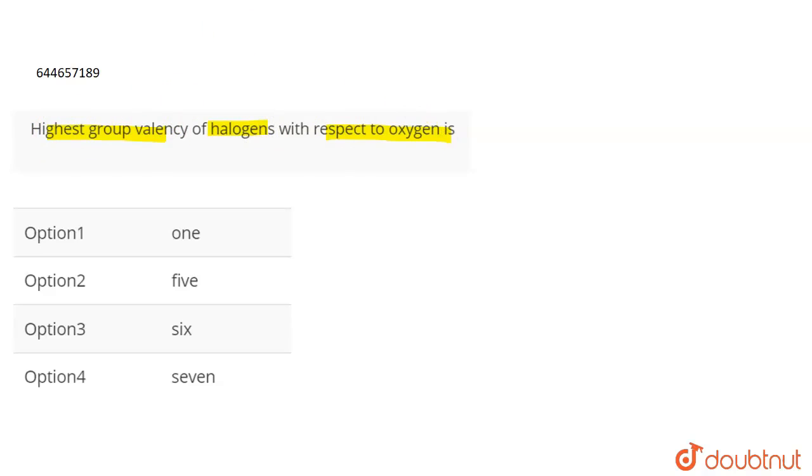The question is, the highest group valency of halogens with respect to oxygen is. So basically the question means that when halogens form compounds with oxygen, what is the highest valency that it can show? In simple words, this is what the question means.